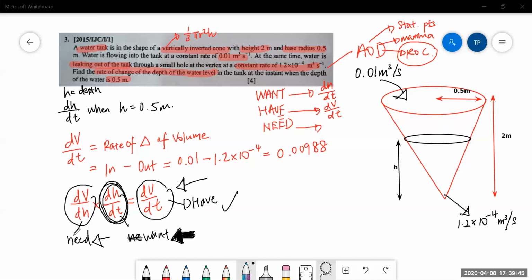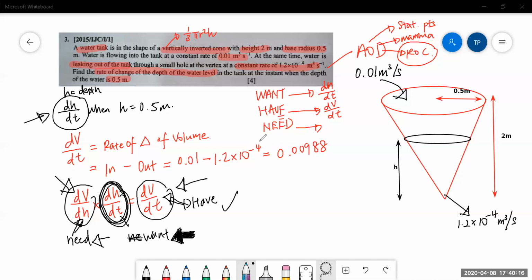We are supposed to know what is dVdH. Then after that we sub into this equation. We have our dV dt here. Then after that we can find our dH dt, which is what the question wants, right? I don't know how to find dv dh.